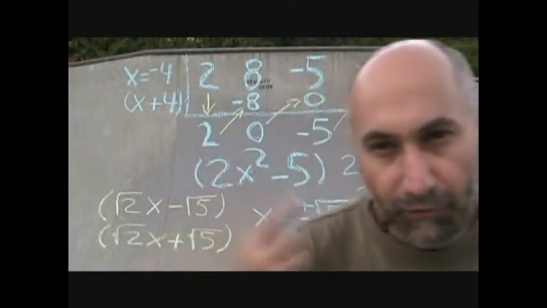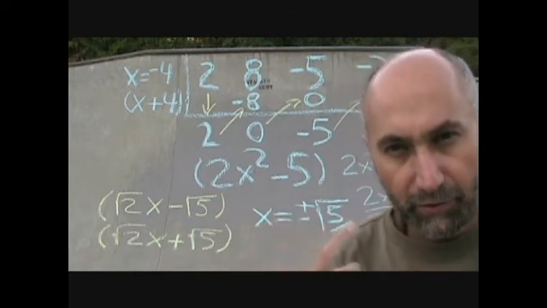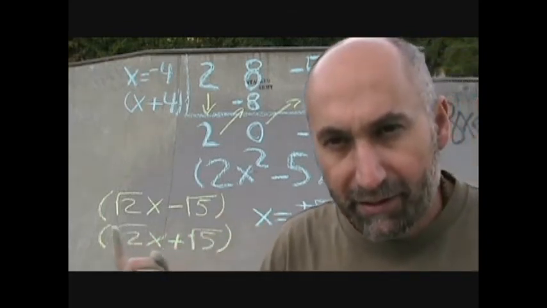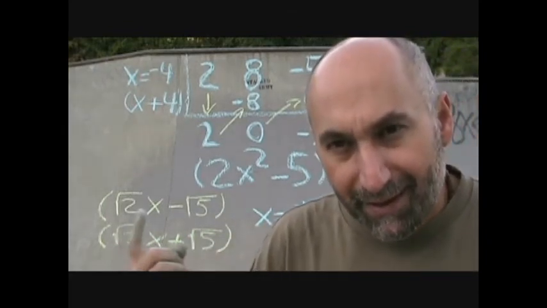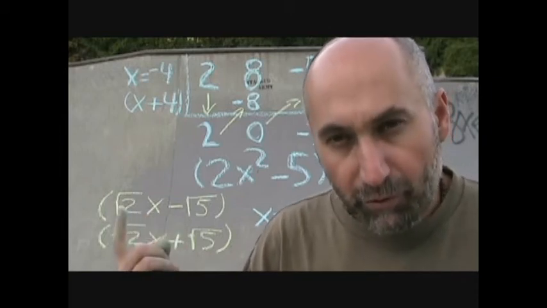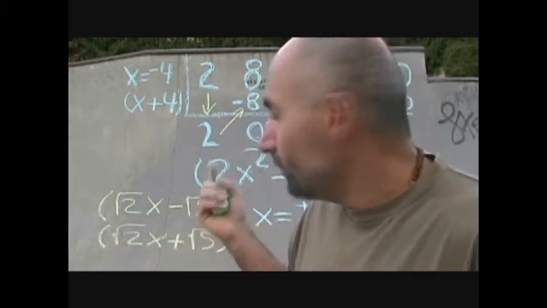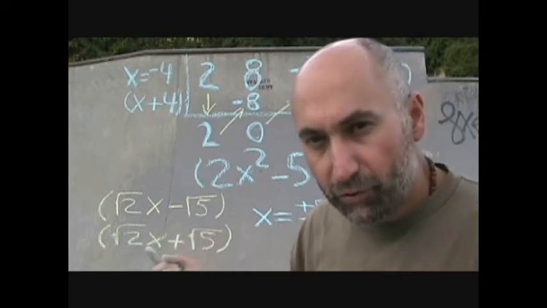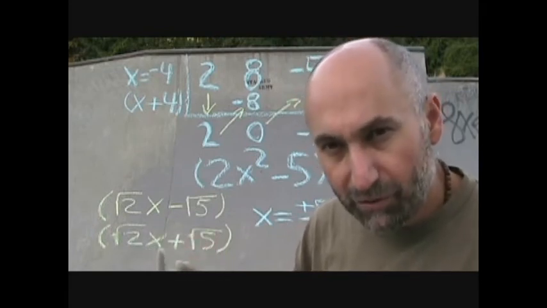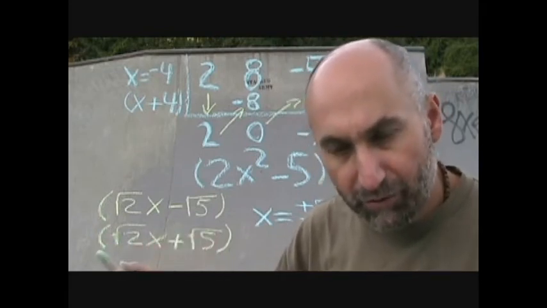So in its factored form, x equals plus or minus square root of 5 over 2 just looks like this, right? Square root of 2x, and the x is not under the square root symbol, right? Square root of 2x minus square root of 5, square root of 2x plus the square root of 5. Again, the x is not under the square root symbol, okay?